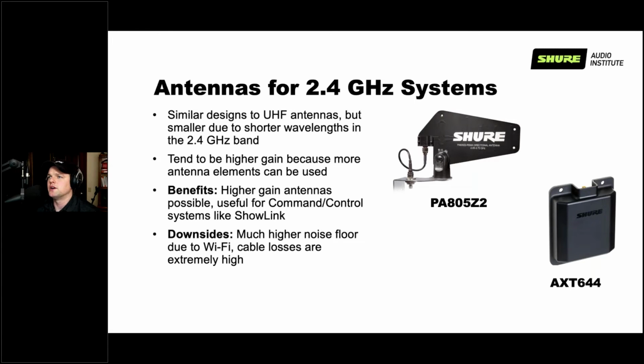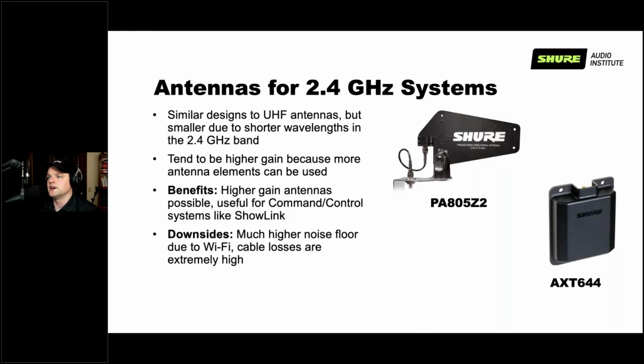Okay, let's look at some more oddballs. So here we have the PA805Z2. Now it's hard to tell. It looks just like the UA874 or PA805, the bigger one. This one's very small. It's for 2.4 gigahertz. So is the AXT644. There's benefits for these, but this is again like VHF. These are more specific to 2.4 gigahertz systems for the PA805Z2, like GLXD Advanced. And then the AXT644 is specifically made for our ShowLink remote control systems for Axient Digital and getting coverage when they're connected to our ShowLink remote control access point, the AD610.